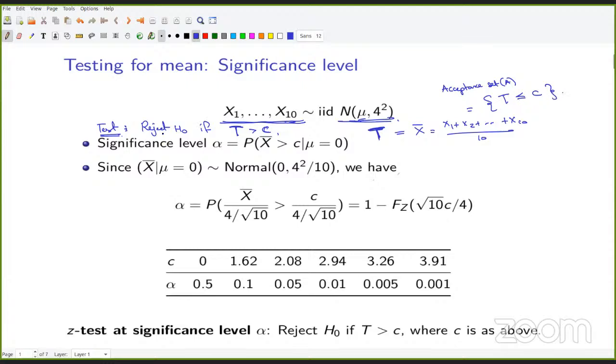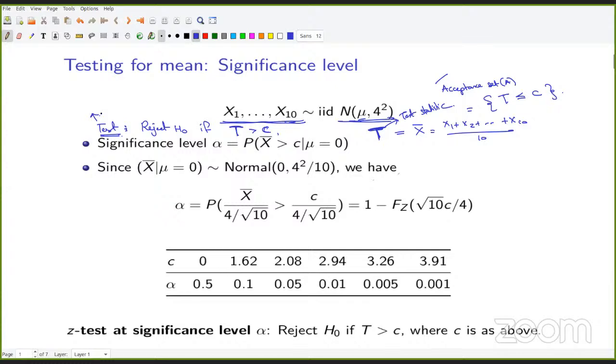So we are going to reject h naught if this particular test statistic is greater than some c. So when are we going to accept h naught? That is what the acceptance set is. We are going to accept h naught when t is less than or equal to c. All the values which are less than or equal to c will come under the acceptance set. So now we have the acceptance set, the test statistic, and the test, and we have to compute the size and the power of the test.